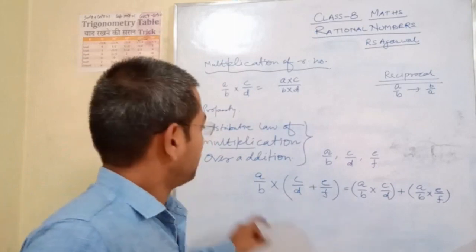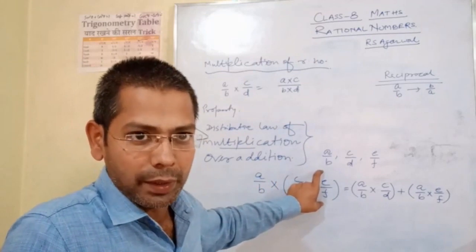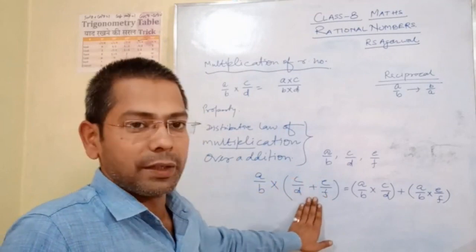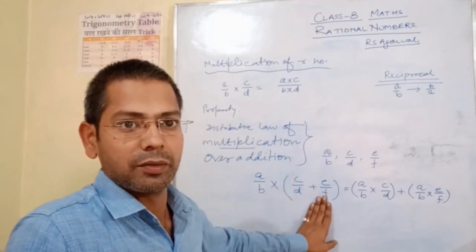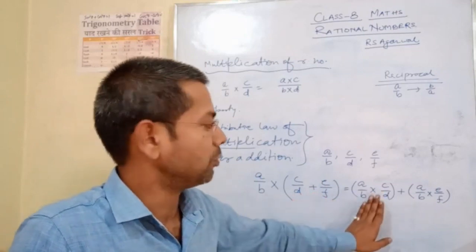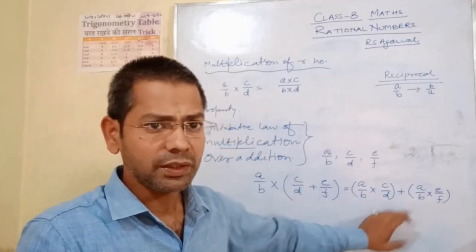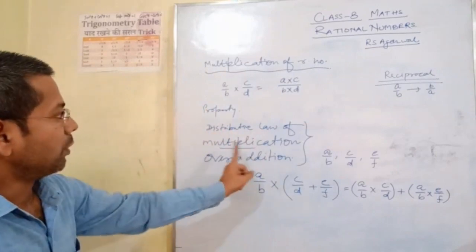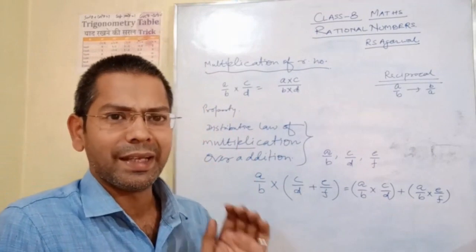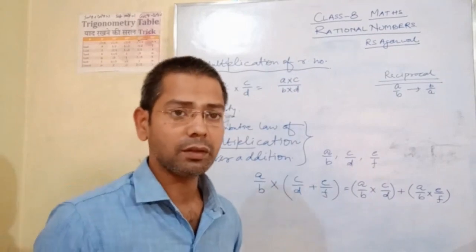Either we can follow BODMAS, or if we want to expand it, we have expanded it here. a upon b is multiplied with each content of the bracket when the bracket is opened. Here are two contents, one number is this and another is this. a upon b is multiplied with both rational numbers individually first, and then both results are added. It is called the distributive law of multiplication over addition. Thank you.